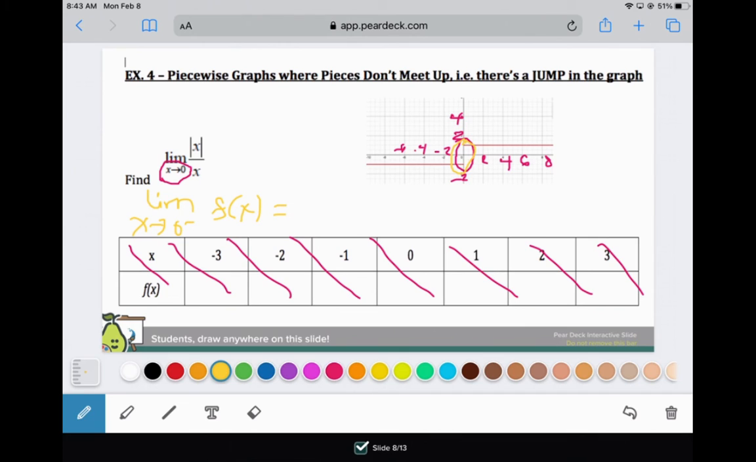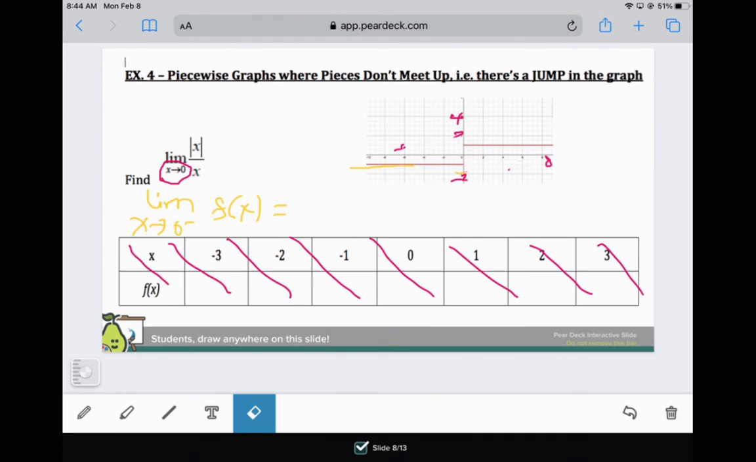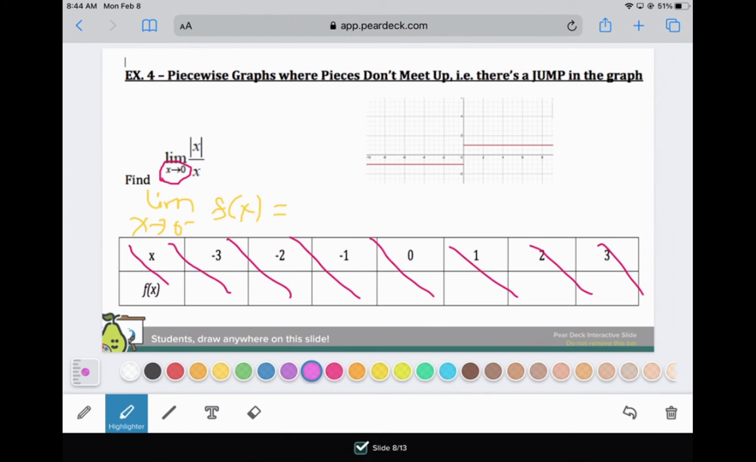That means I'm looking from the left, this piece right here. What happened from the left? What is the limit from the left? I'm going to erase this because it's kind of hard for you to see with all the numbers. Okay, so the location that I want is right here. This is the 0. So the limit from the left, x approaching from the left, is -1. Thank you.